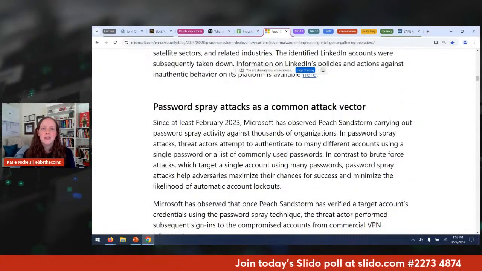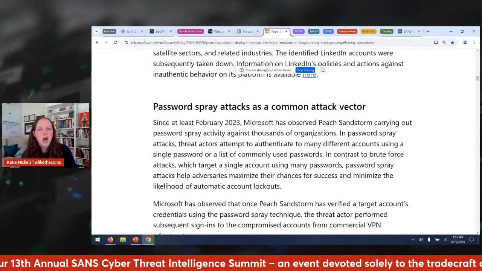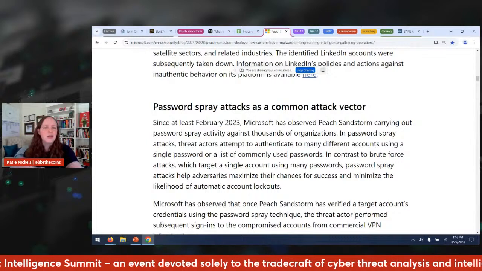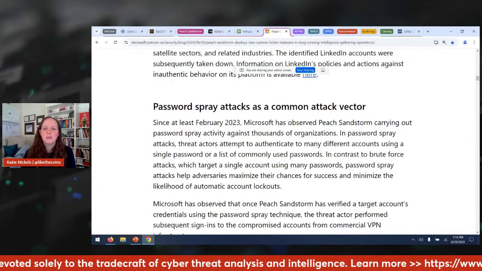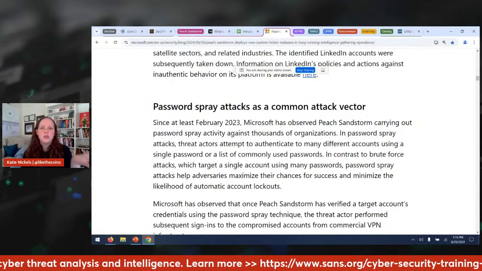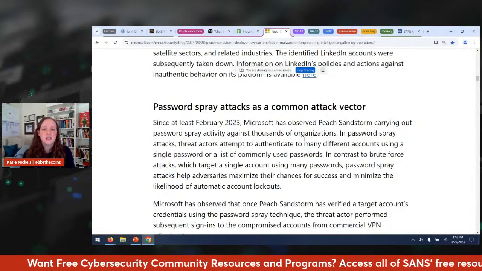Password spraying, right? This is where an actor tries to authenticate using common passwords. Maybe they have Password123 and they try it on 10 different people or 100 different people's accounts with that same password. A little bit different than brute force, right? Single account using a bunch of passwords. So password spraying is a really, really common attack vector.